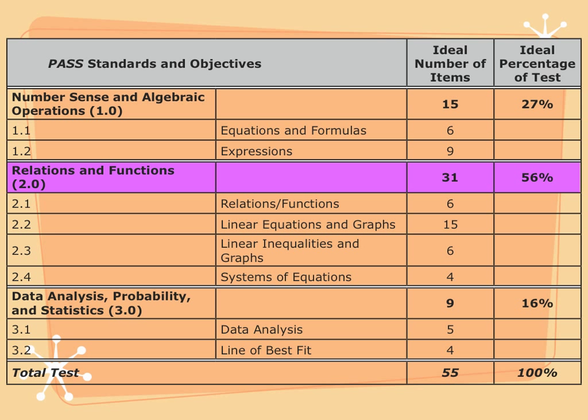Out of the 55 questions, 31 of them are going to be over this standard, which means 56% of your test will be over these 4 objectives that it's broken down into. Today we're going to talk about Objective 2.1, which is Relations and Functions. Of the 31 questions asked, the ideal number of items over relations and functions will be 6.